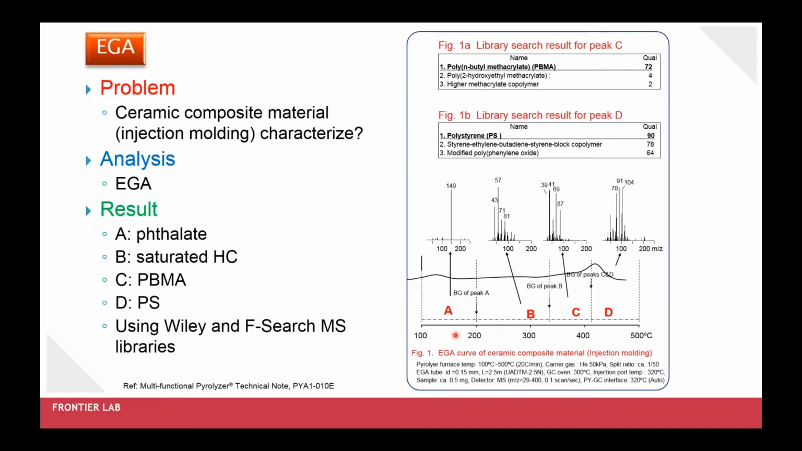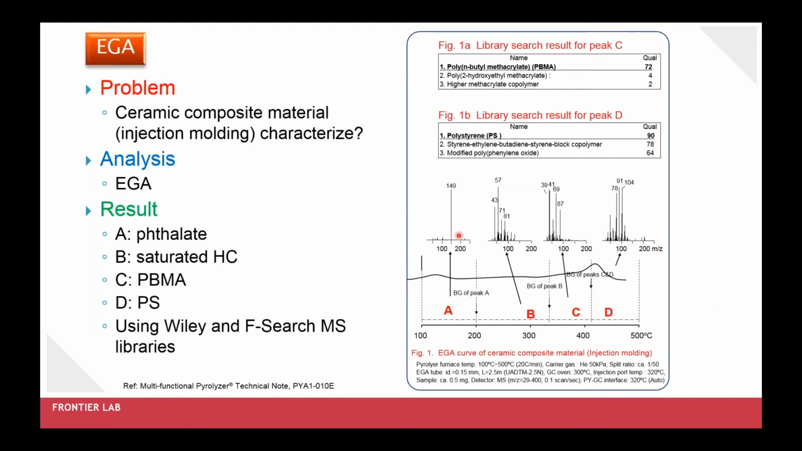So if we do an evolved gas analysis from 100 degrees up to 500 in this case, we then evaluate the regions with the mass spec, and we see that we have 4 different regions along the evolved gas analysis that contain different kinds of chemistry. So in the first zone A, we see a 149.